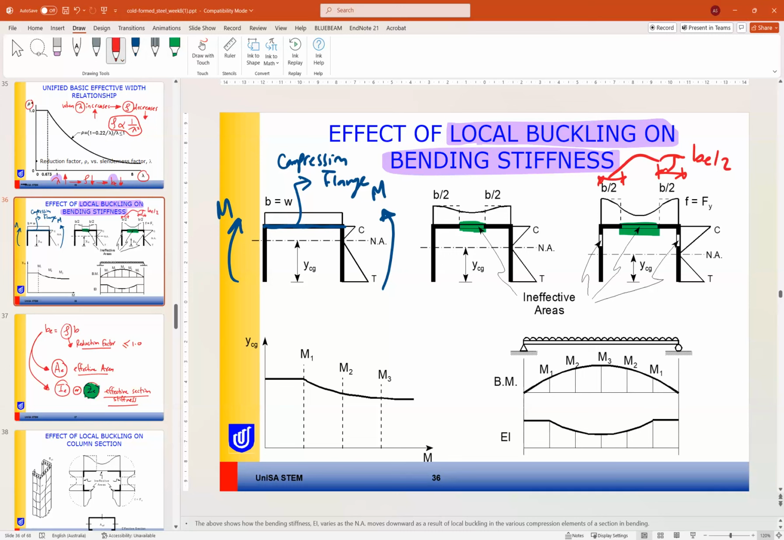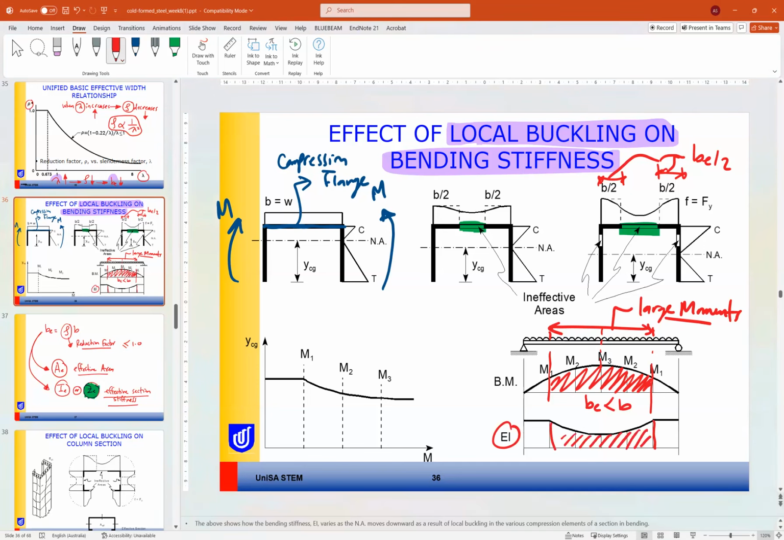So this mainly in the areas when we have large moments. So in this part we have large moments. So this part we will have an effective width less than B. That's why the inertia here in this part, the red part, is I effective, less than the original I.